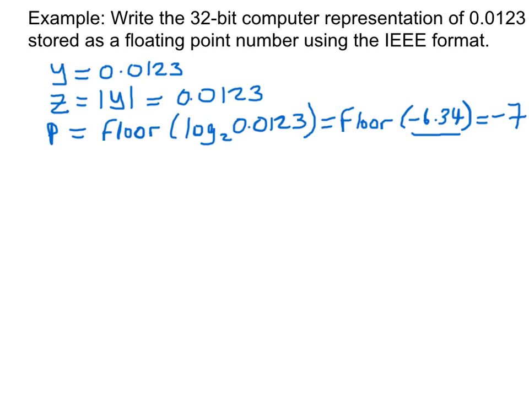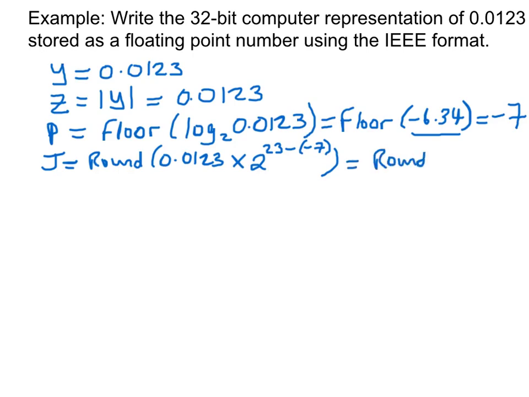Now if we go ahead and work out the value for j, j is equal to the round of z, and z is 0.0123 multiplied by 2 to the power of 23 minus p. And remember p is minus 7, so be careful there. A minus and minus is going to give you a plus. So it's equal to the round of 0.0123 by 2 to the power of 23 plus 7, which is 30.